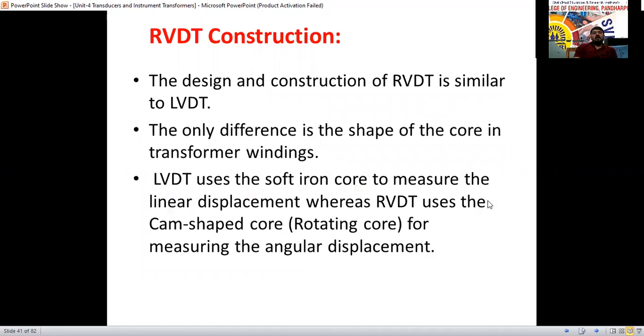The design and construction of RVDT is similar to the LVDT. Whatever the design and construction is there, it is similar to the LVDT. In LVDT, how many primary windings were there?